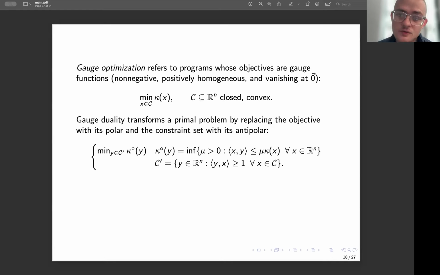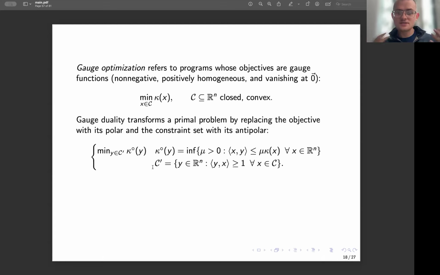So, for example, if you have a constrained norm minimization problem, the polar of the gauge function is its dual norm, right? So the duality there is kind of what we're familiar with. And then the antipolar for the convex set is given by this description, and it's important to emphasize it's distinct from the polar of the convex set, but it is similarly defined.